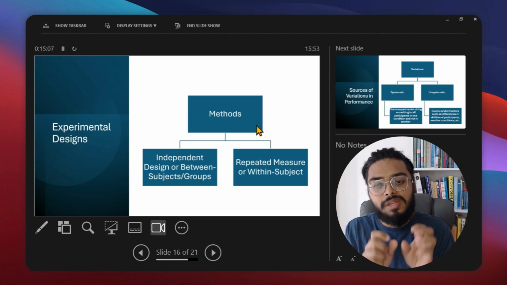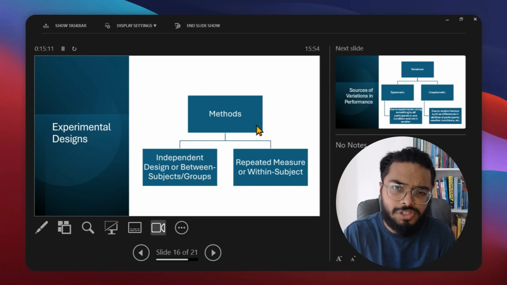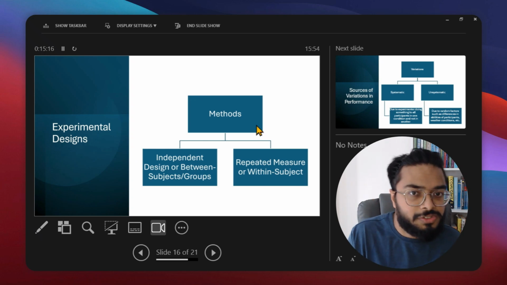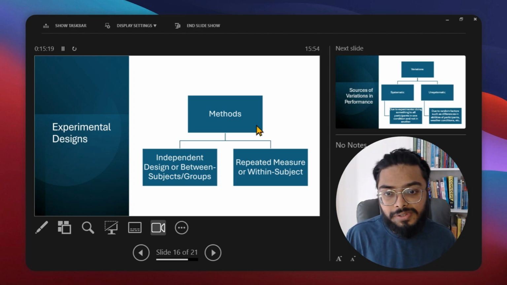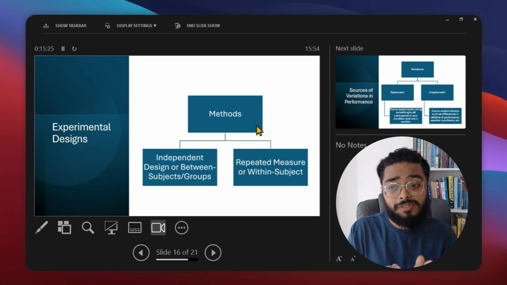Now, you can do a little bit of something called counterbalancing. I'll come to that later. But the point is that you're administering different interventions to the same group of people and seeing a pre-test, post-test kind of thing. Okay, and it could be with one treatment as well. I mean, that's fine.